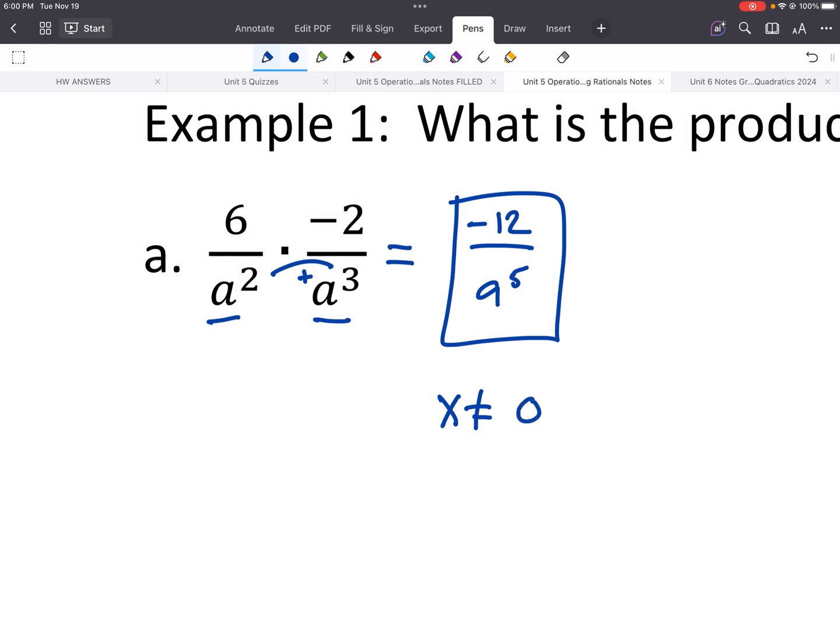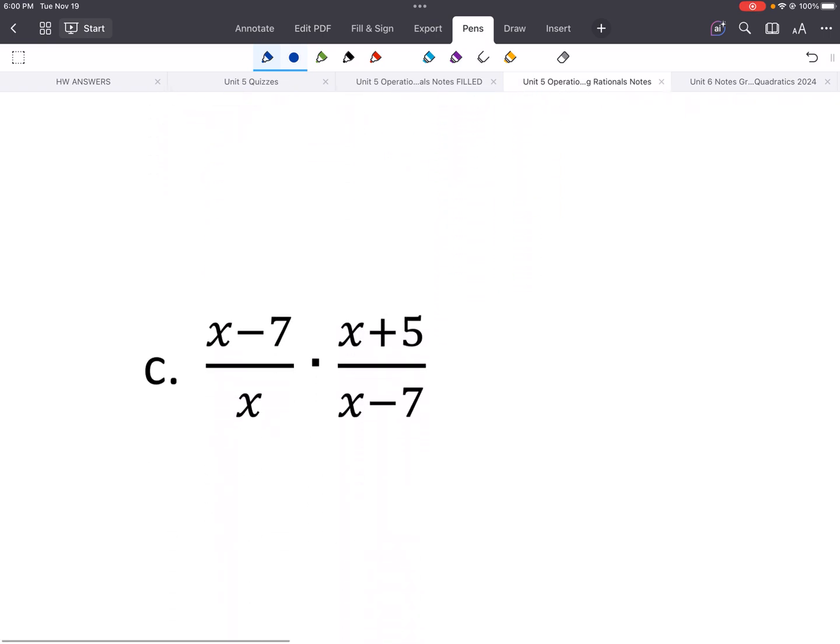Okay, so if we plug in a 0, it would make the denominator 0. All right, here's another example. See if you can factor anything. We can't, so we'll go and cross reduce or cancel.